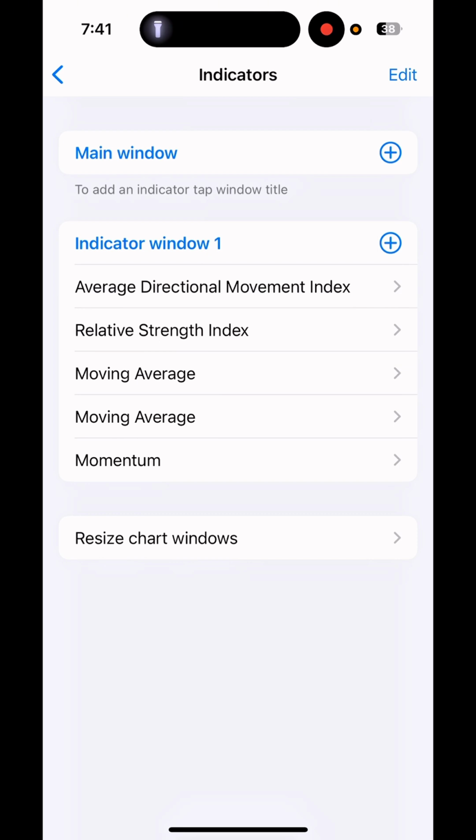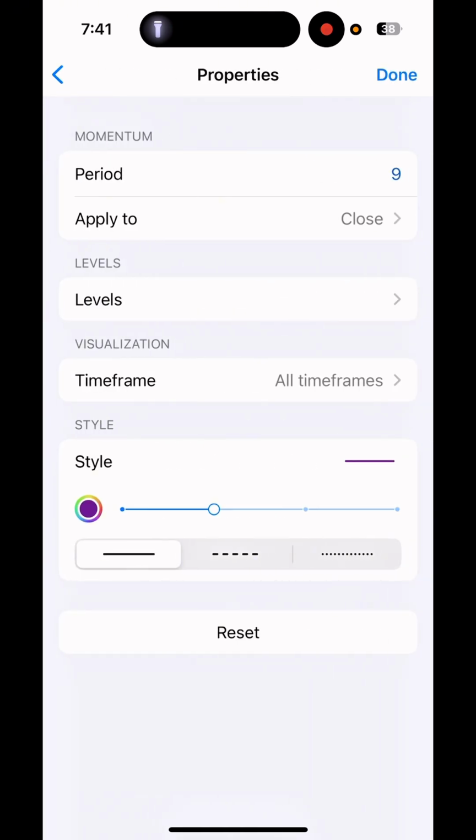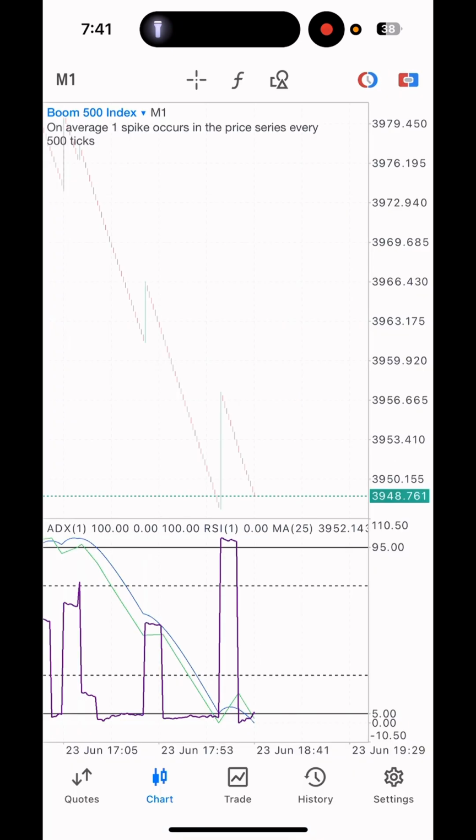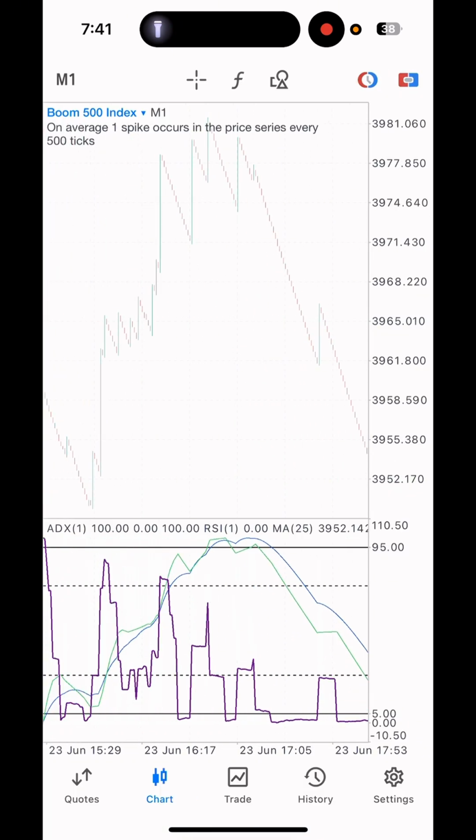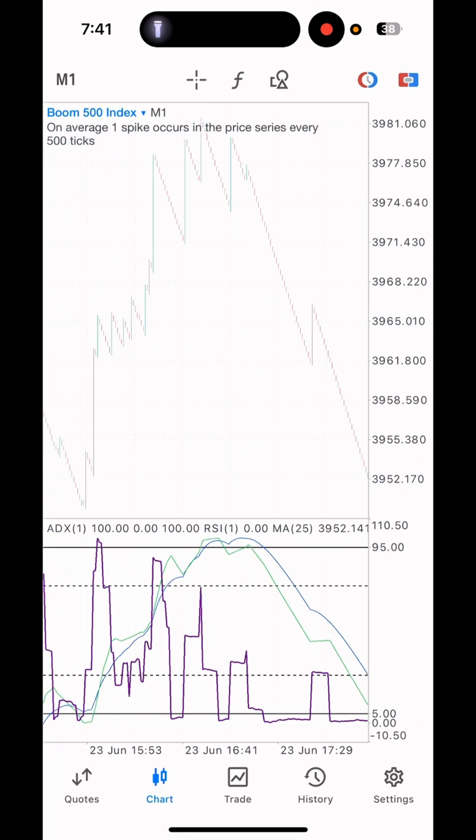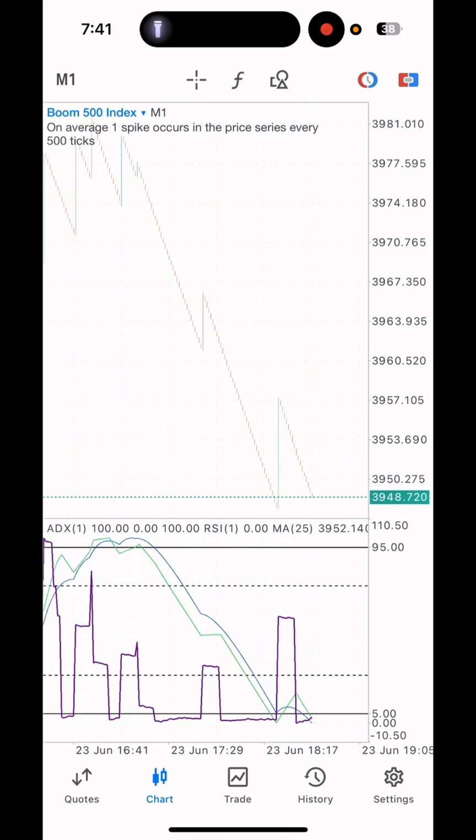Now another indicator which you're going to add is the momentum. Very important. Period 9, you apply to close. Levels, you don't add any. Style, you put that on 2 pixel with color purple, right, with this first red line. Okay, then you click on done. Then you want to make sure that your setup is just as this. Okay, you want to make sure that your setup is pretty much looking like this. Very good, clean setup.